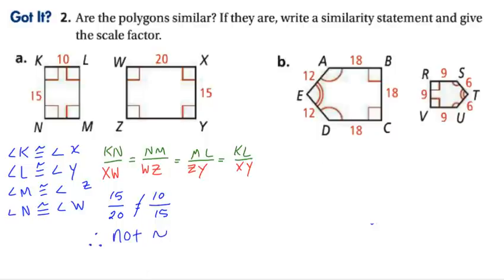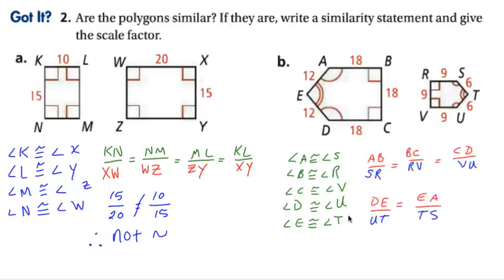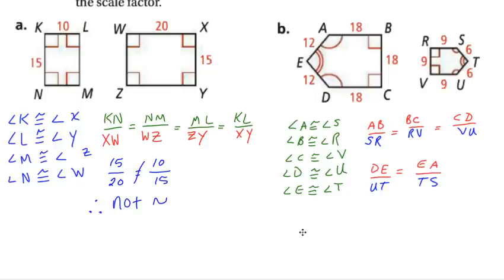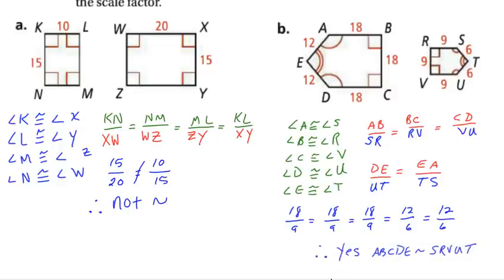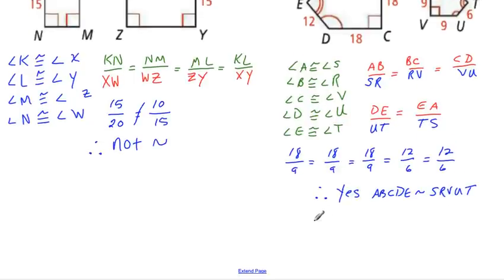Letter B, we go ahead and write our angle congruent statements and our extended proportions. And then when we go ahead and plug in the values that we have into our extended proportions, we find out that they all have a ratio of 2 to 1. So that was the one thing I didn't write on here, our scale factor. So let me go ahead and write that in. Our scale factor on this one is 2 to 1.